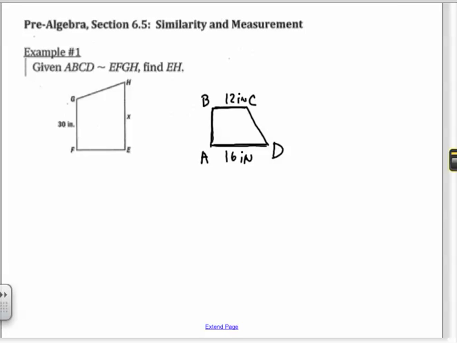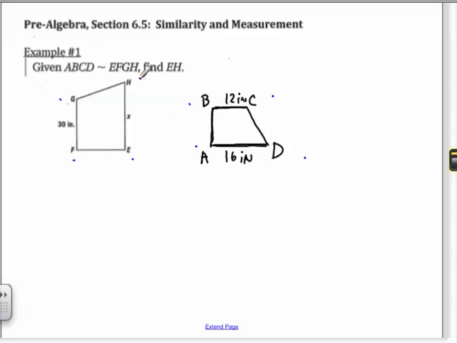What does he mean by that? I don't even know if I know. But let's look. Let's see what it says. All right? Now, it says in this problem that ABCD is similar to EFGH, right? So I've got ABCD is similar, not equal or congruent, to EFGH.